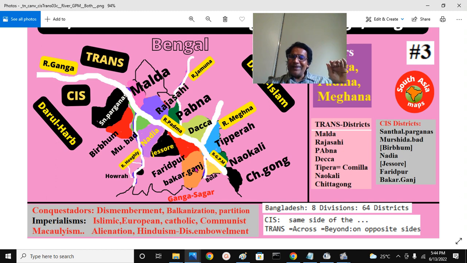Bakkarganj district is historically called Barisal district. I have shown another small district now, Bhola district, Bhola island. These are all the Cis regions: Santal Parganas, Murshidabad, Birbhum, Nadia, Jeshore, Faridpur, Bakkarganj. Even though Santal Parganas is not exactly in the Bengali territory, a sprinkling of Bengali speaking population exists there.